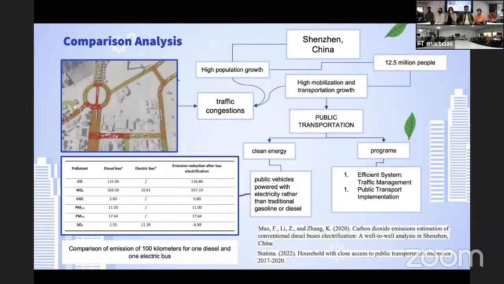And the electrification of public transportation also improved the quality of life in Shenzhen, like noise and pollution levels have gotten less, and emissions in streets have plummeted as well. This is the comparison table of 100 kilometers of emission from the diesel bus and electric bus. As you can see, the reduction in emission from the diesel bus versus an electric bus is significant, demonstrating how much better electric buses are. And from the table, you can see how many emissions we save by switching to electric buses.